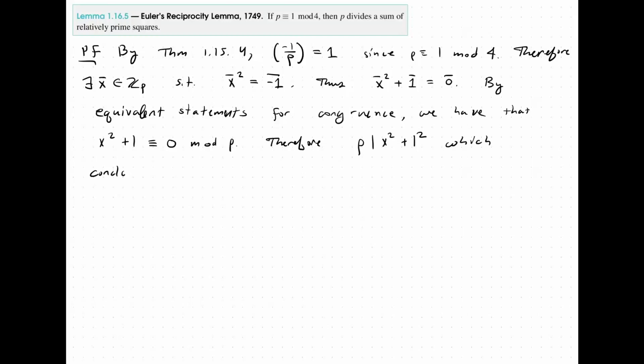And so this concludes the proof because, of course, the GCD, and just being pedantic here, this is just 1. And so QED, we got it.